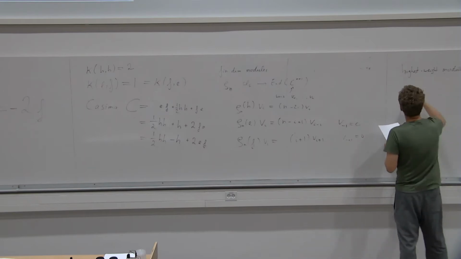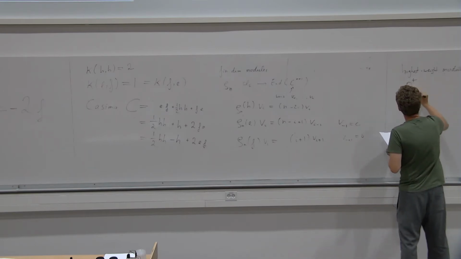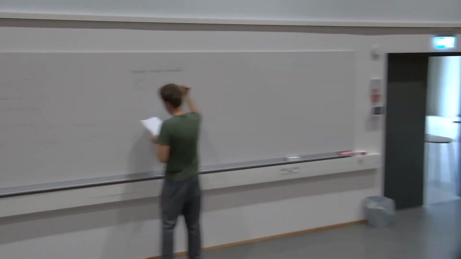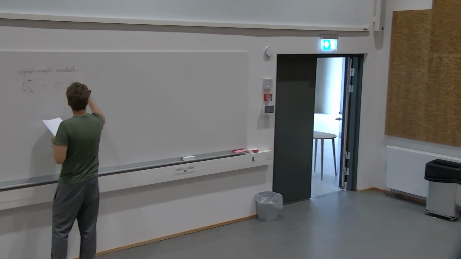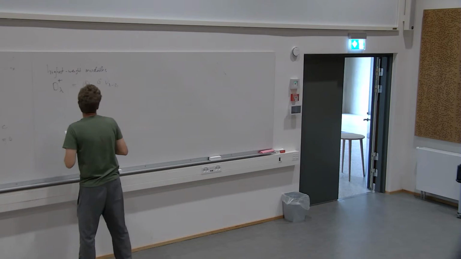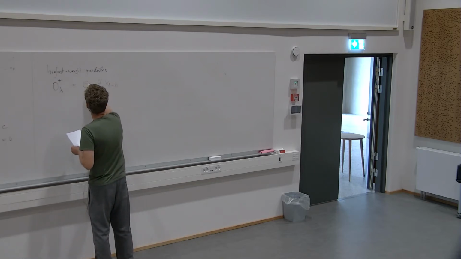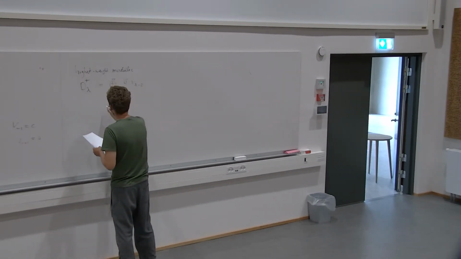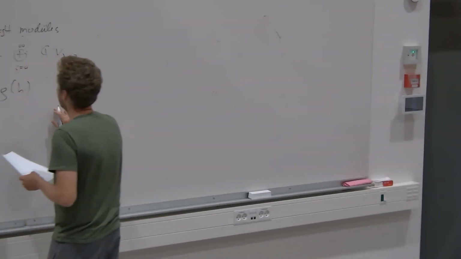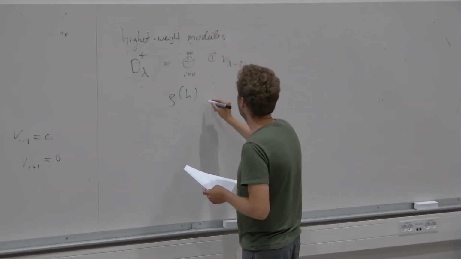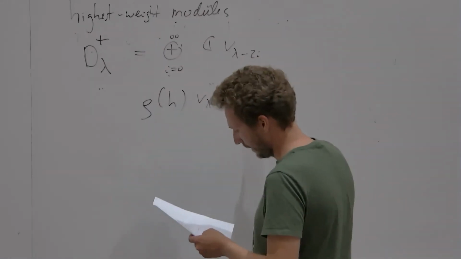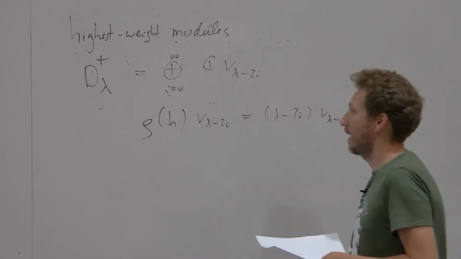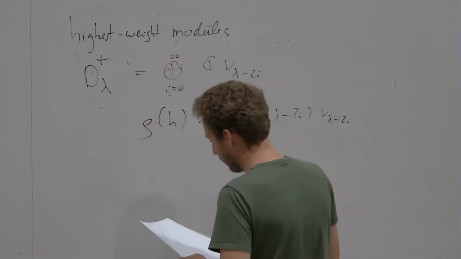Let's call them d plus lambda, so plus for highest weight. And what are these? They are now a direct sum of, so they have a basis of vectors with index lambda minus 2e. So let me just write down how our generators of SL2 act on this. The index is just the weight of the vector. That means the eigenvalue under the action of H, the Cartan subalgebra generator.